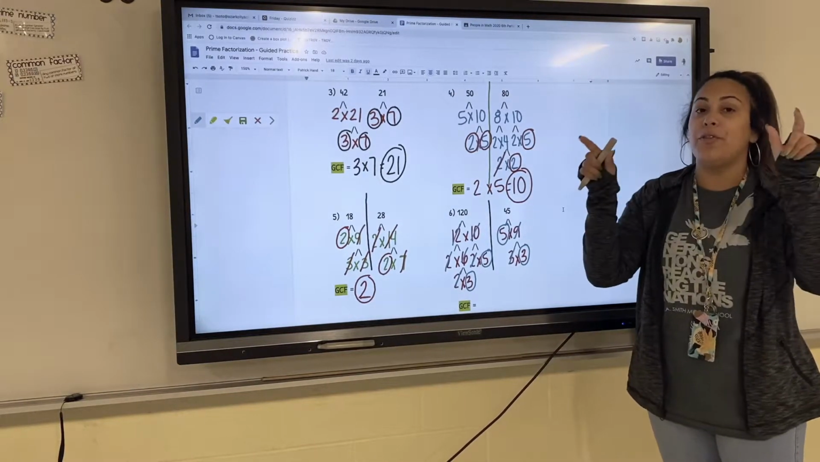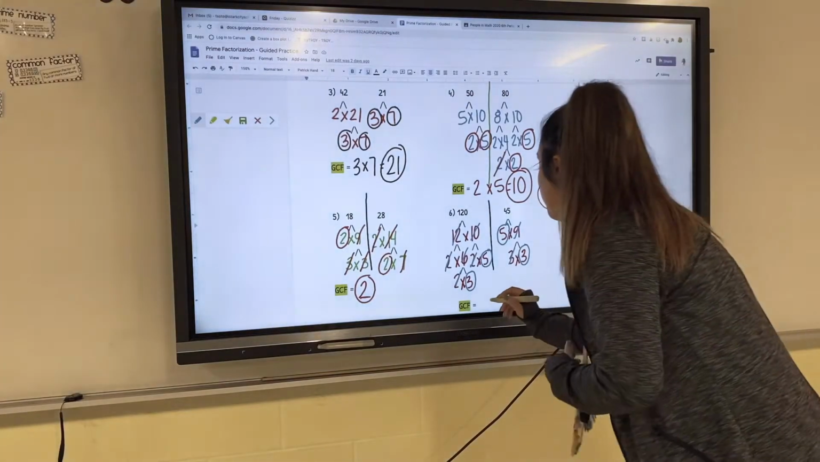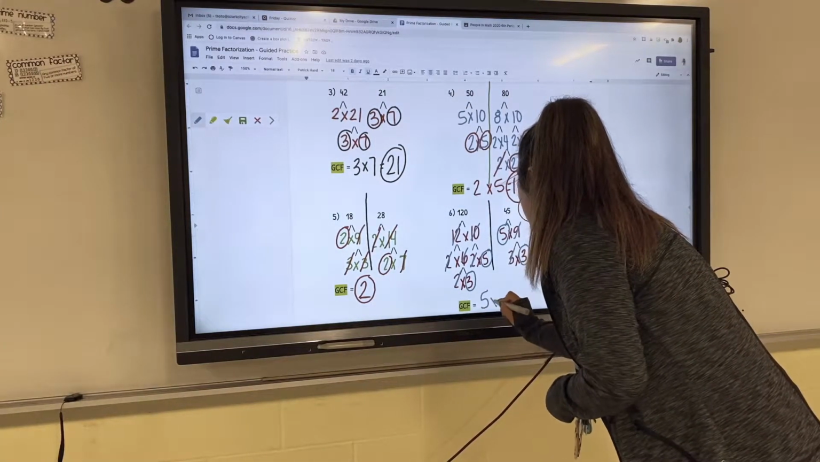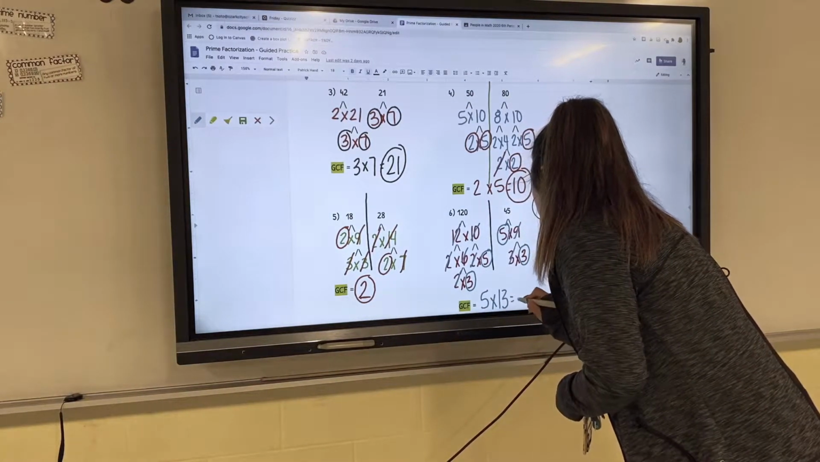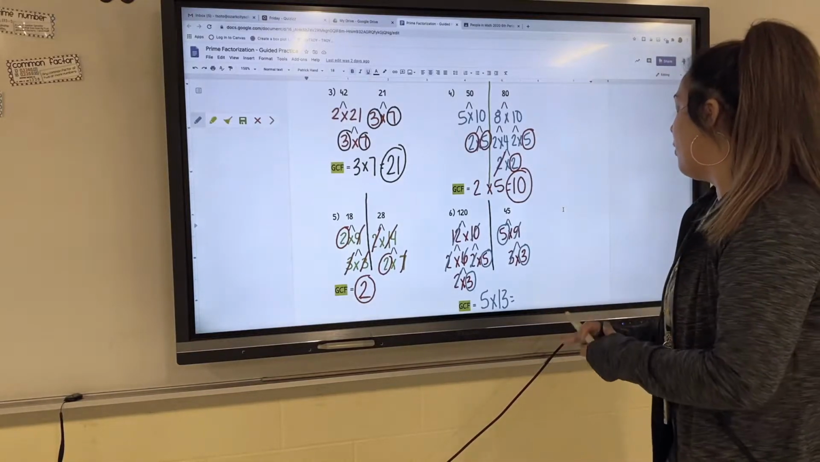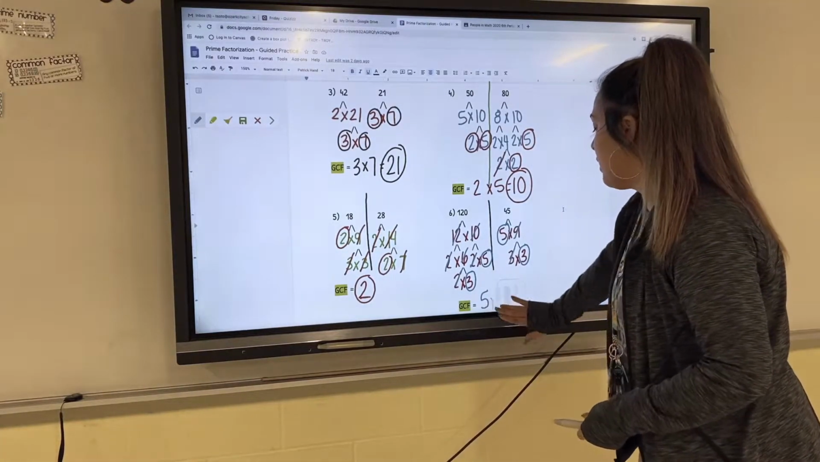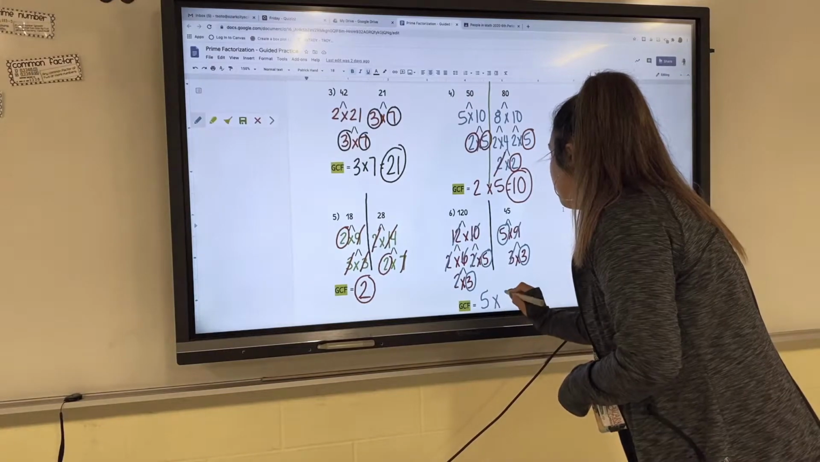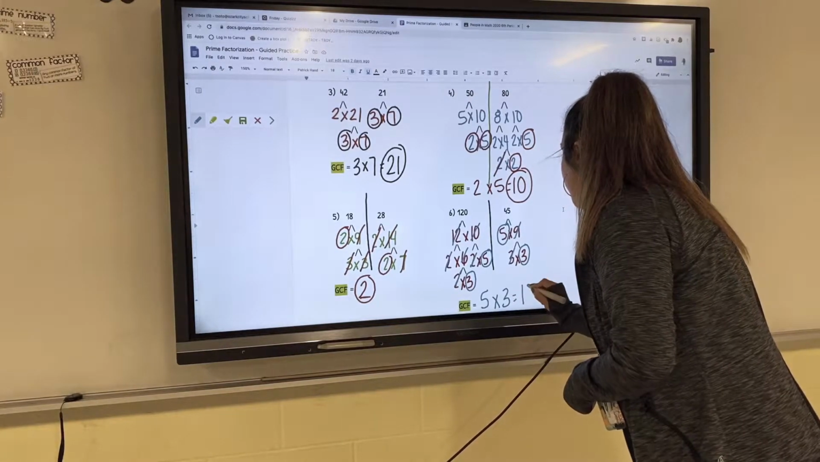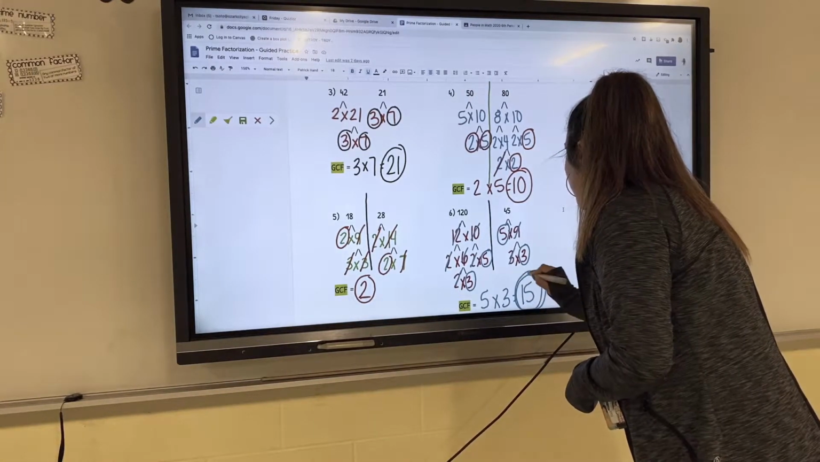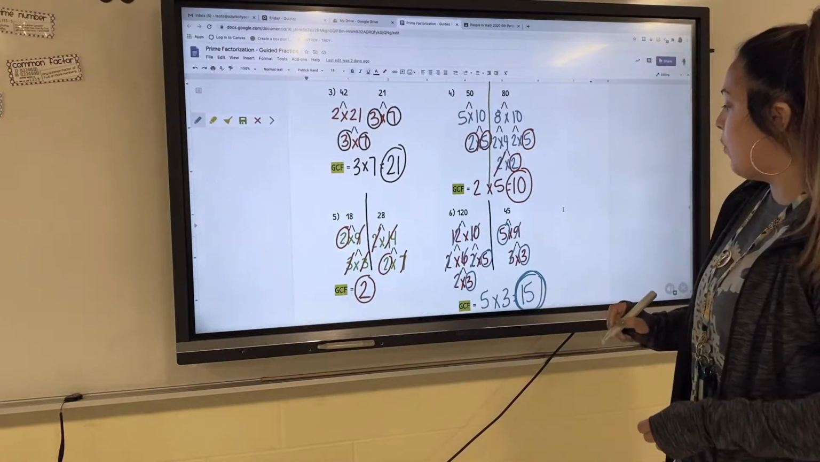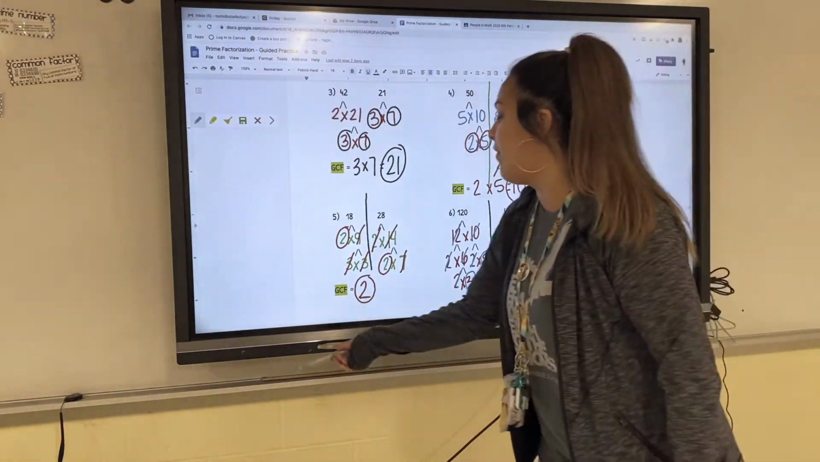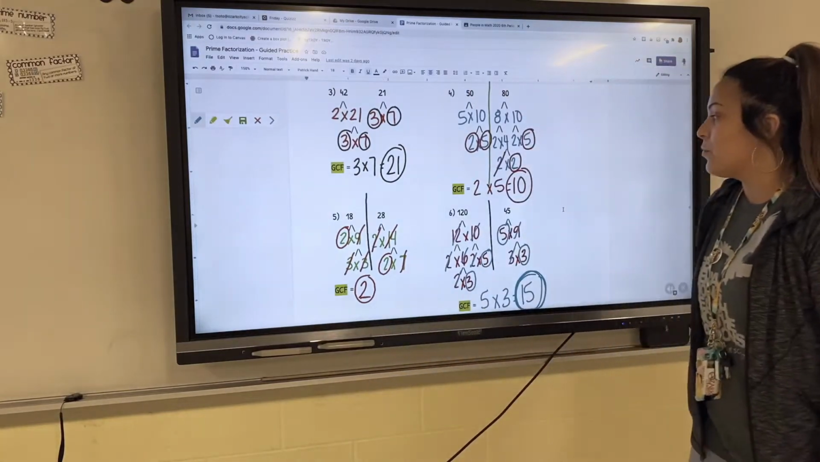So since they both share 5 and 3, our GCF is 5 times 3. I don't know why I wrote 13, my bad, y'all. 5 times 3, which is 15. So our greatest common factor of 120 and 45 is 15.